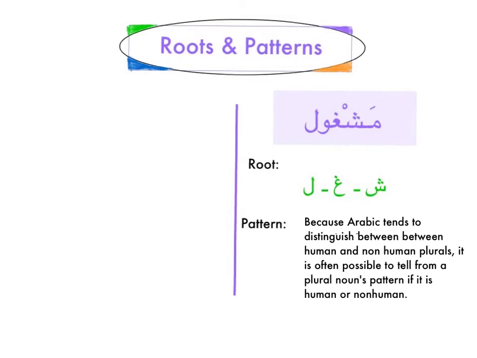Because Arabic tends to distinguish between human and non-human plurals, it is often possible to tell from a plural noun's pattern if it is human or non-human. For example, many human nouns take what is called sound masculine plural, which ends in waw nun, and many sound feminine nouns take feminine whole plural, which ends in alif ta. These are two plural patterns from which we know when we see a noun in this pattern that it is usually referring to a human.